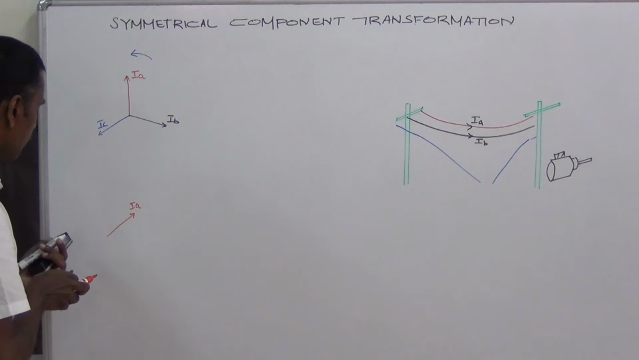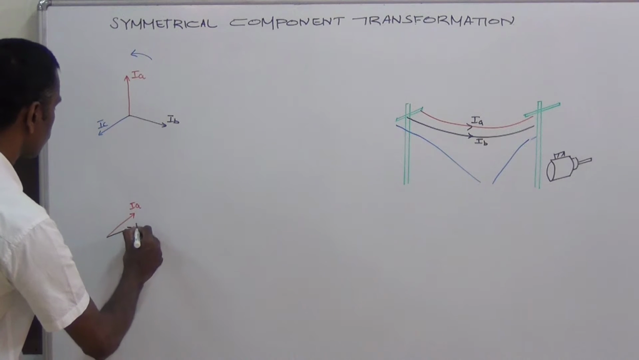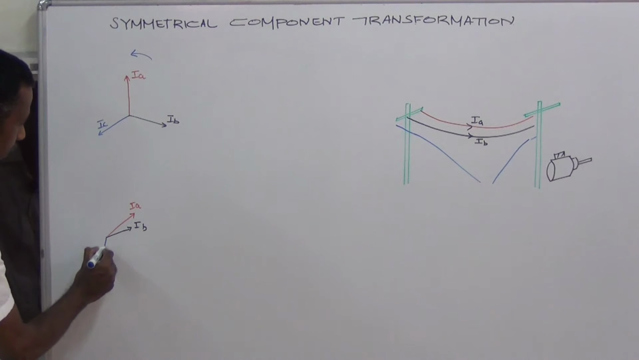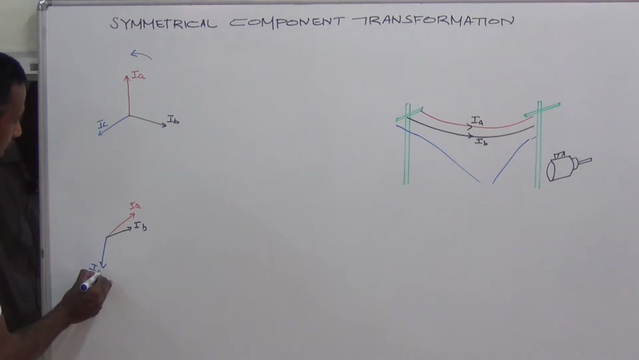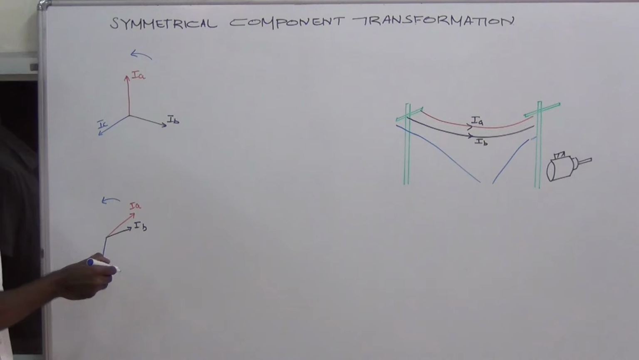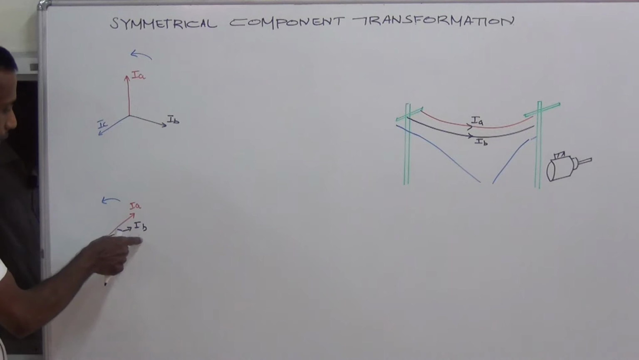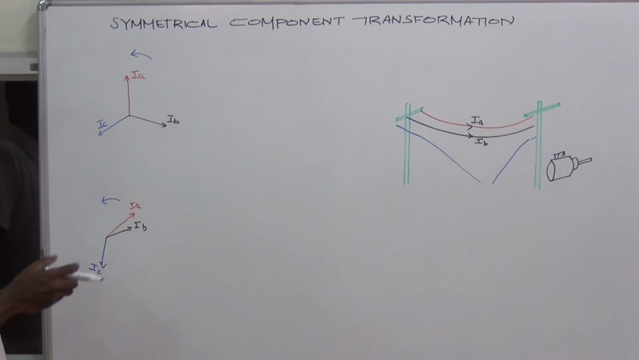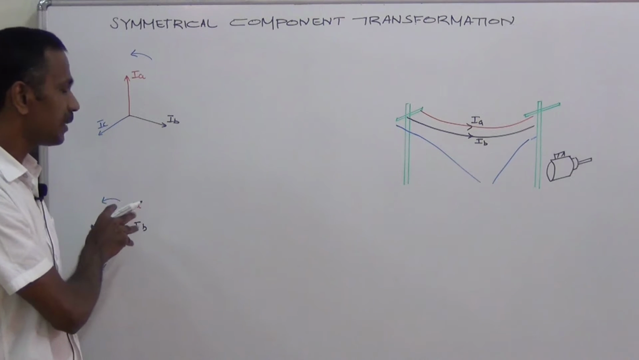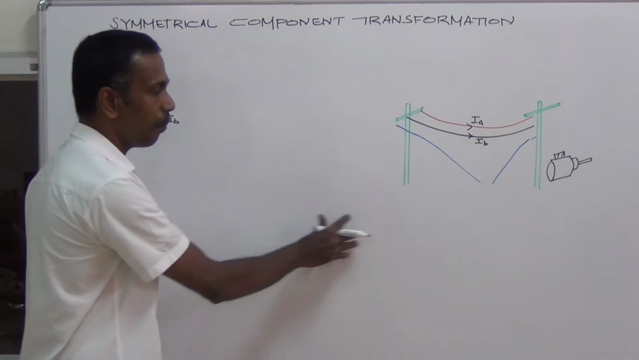This is IA, this is IB, and this is IC. These three vectors are rotating in the anti-clockwise direction. Here the phase sequence is A, B, C. Now the symmetrical component transformation says that these three unbalanced vectors can be formed using three sets of balanced vectors.